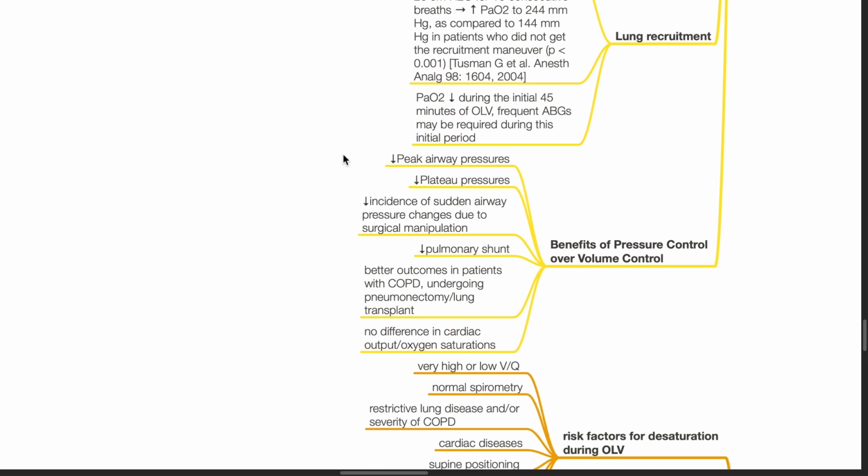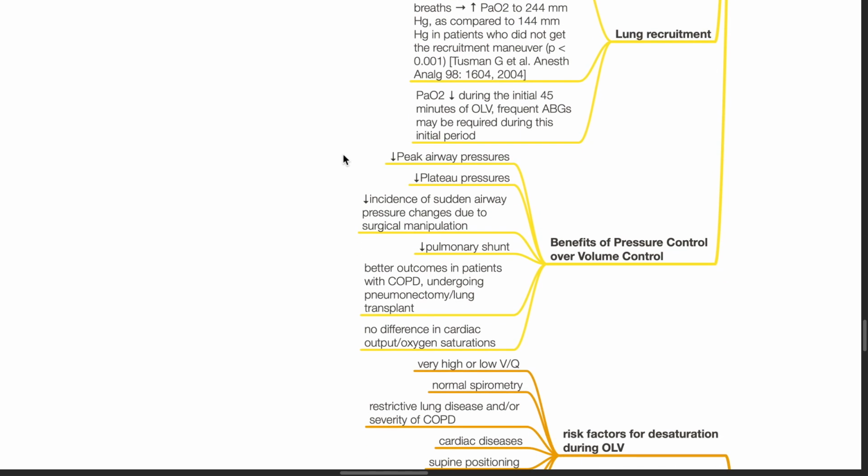Benefits of pressure control over volume control mode. There is decreased peak airway pressures, decreased plateau pressures, decreased incidence of sudden airway pressure changes due to surgical manipulation. There is decreased pulmonary shunt and better outcomes in patients with COPD, underlying pneumonectomy, and lung transplant. There are no differences in cardiac output or oxygen saturations.